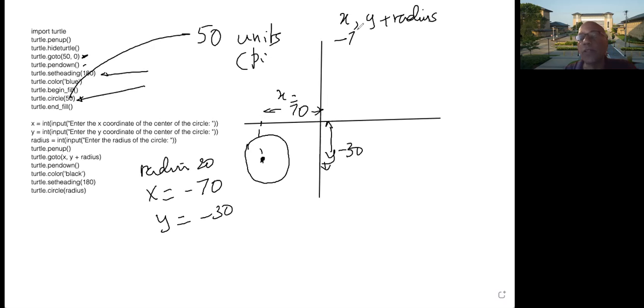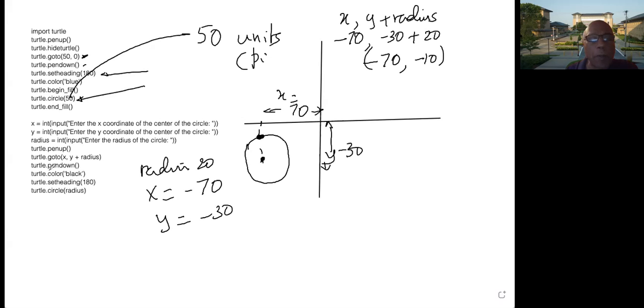We are going to X equals negative 70, Y equals negative 30, radius is 20. So we'll be going to negative 70, negative 10. Which should be this point. So we lifted the pen up and went all the way here. This is where the turtle is.